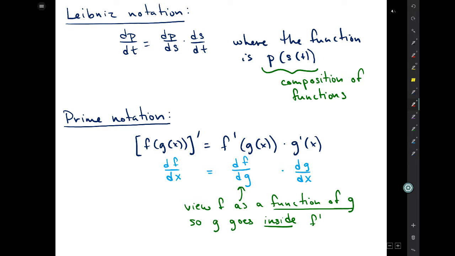So again, both of these things are the chain rule. This is the chain rule, and this is also the chain rule.